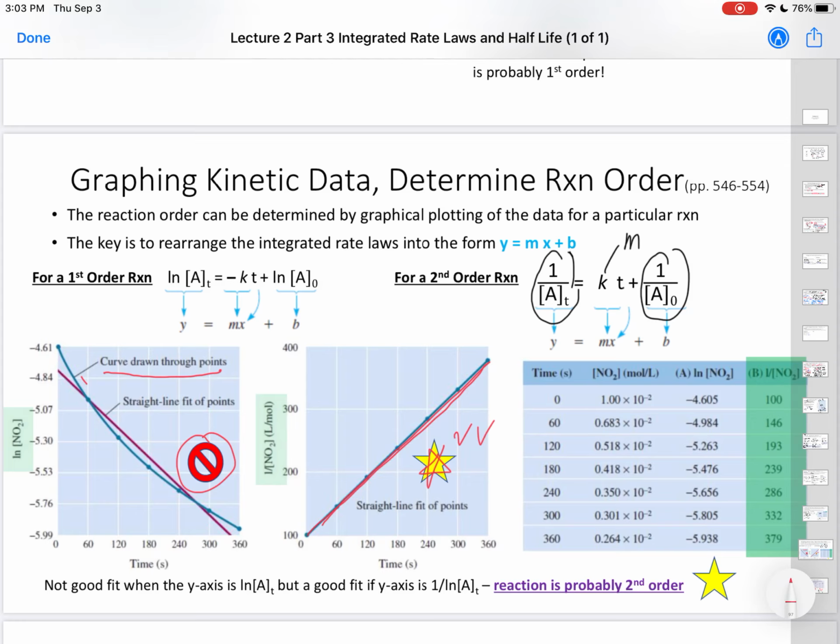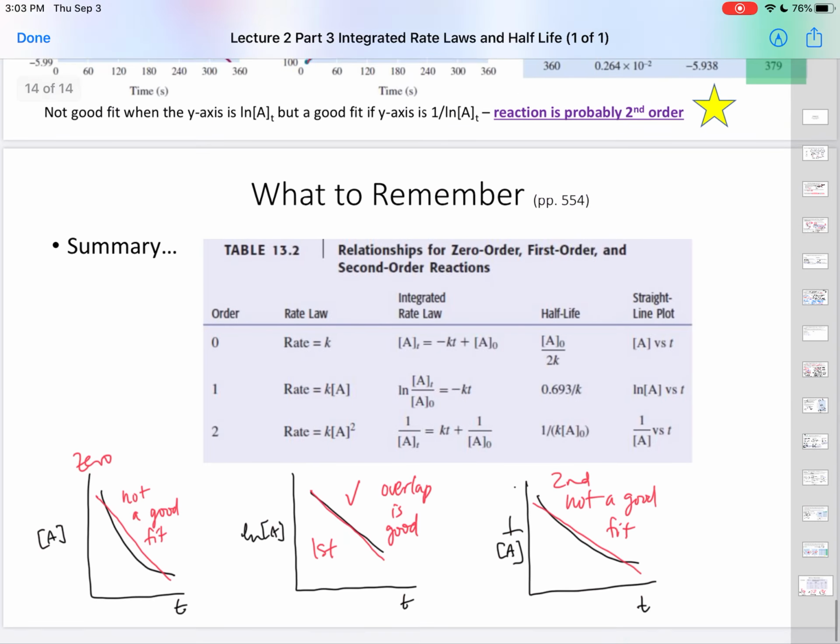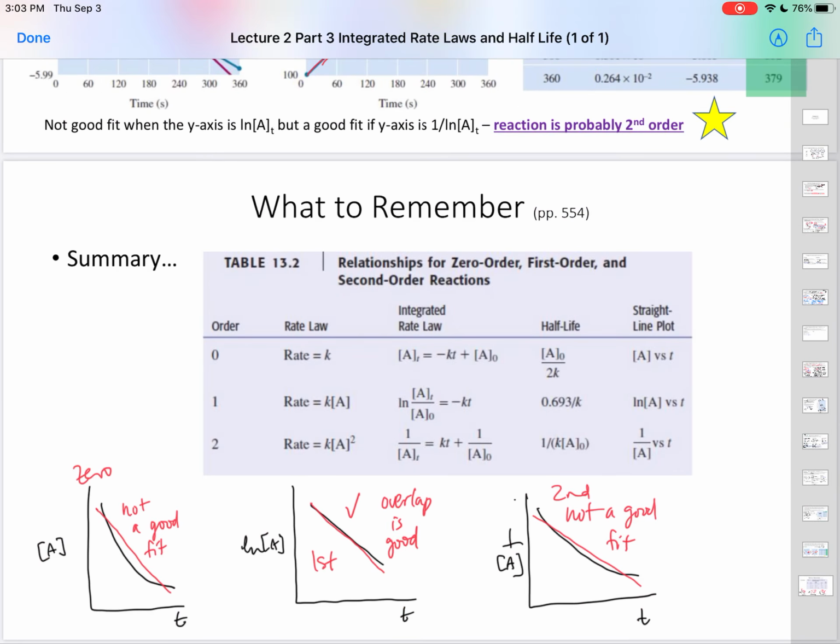Based on this data, you would say it's not ln of NO2. ln is the first order, and 1 over A is the second order. In this example, you would say the second order is the best fit. In the example that I gave you here, because ln of A is the best fit, then it is first order. So it helps you to solve for M, N, and P.